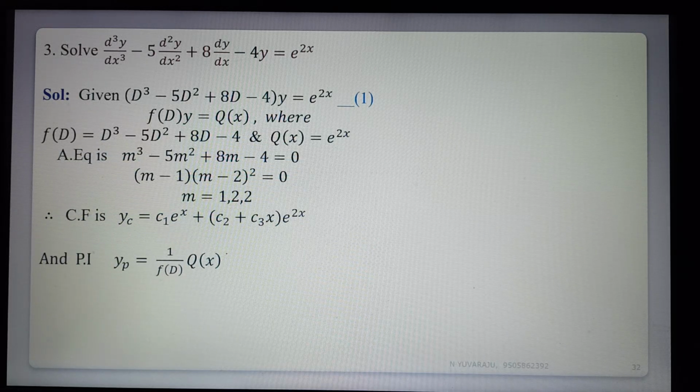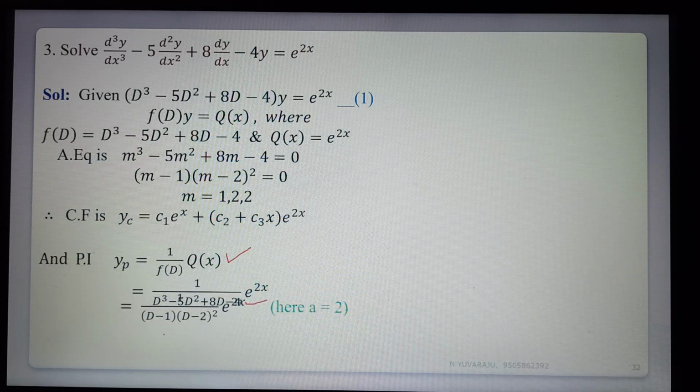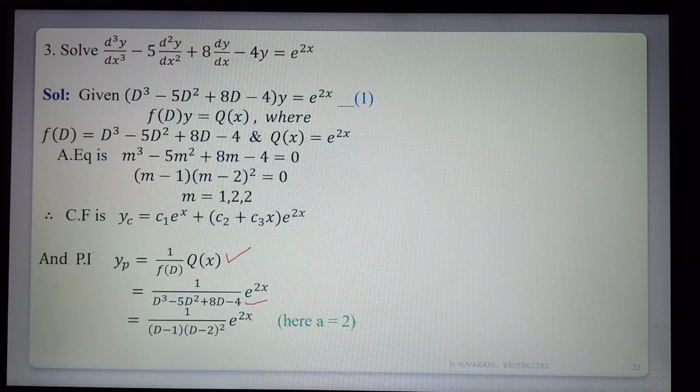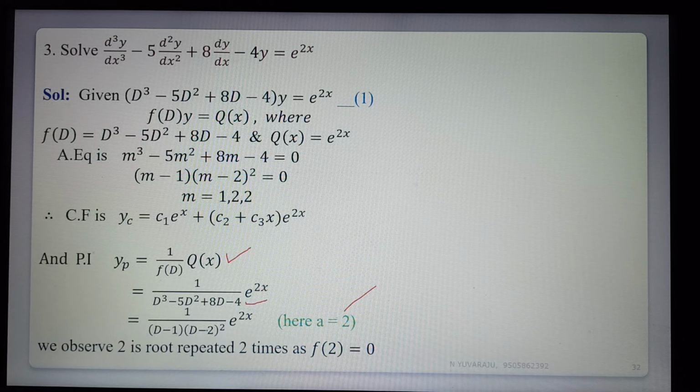Now finding the particular integral, yp is equal to 1 by f of D, that is D cube minus 5D square plus 8D minus 4, into e power 2x. We can write 1 by f of D as a product of the factors, that is 1 by (D minus 1) into (D minus 2) whole square into e power 2x. Which form is this? e power ax, here a is equal to 2. Replacing D by 2, we observe that 2 is the root repeated 2 times.